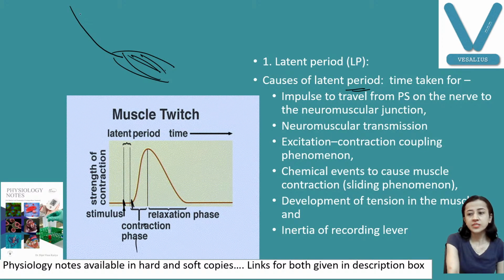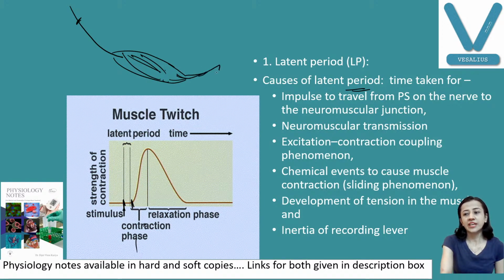Suppose we are stimulating the nerve, and at the other end of the muscle we have a lever. When the muscle contracts, the contraction is recorded. So this is the stimulating point. So what are the causes of latent period?